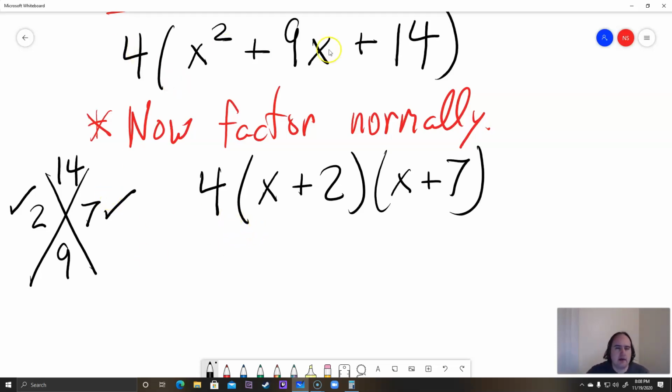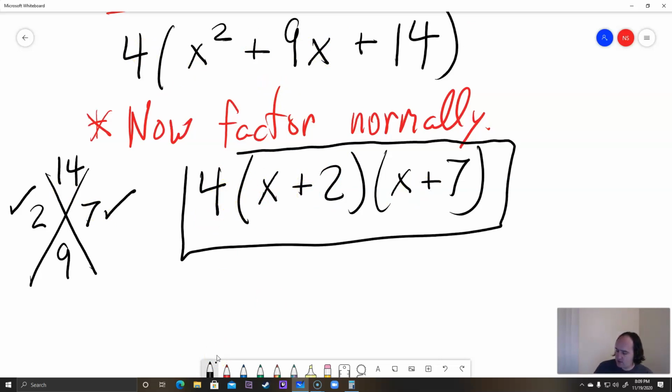Okay? So I actually brought the 4 out front, and you don't want to forget about it in your answer. But we factored this inner part the same way we usually would. It's just there's a 4 in front of all this in our answer. So our answer is 4 times x plus 2 times x plus 7. Okay?